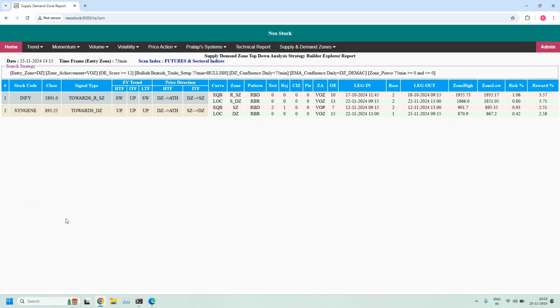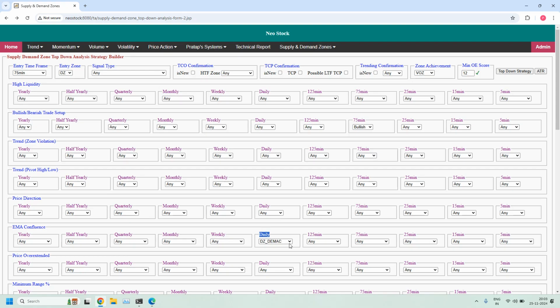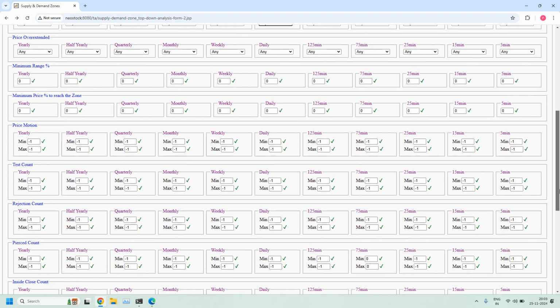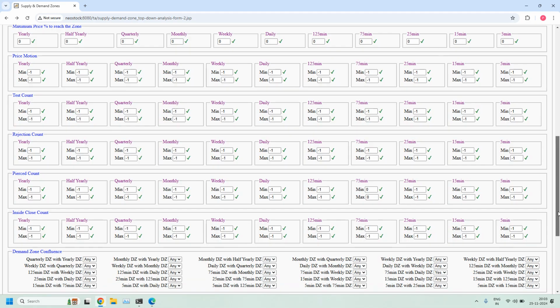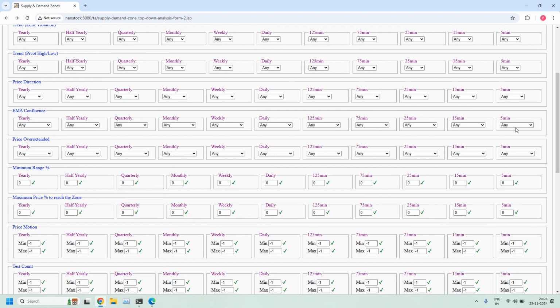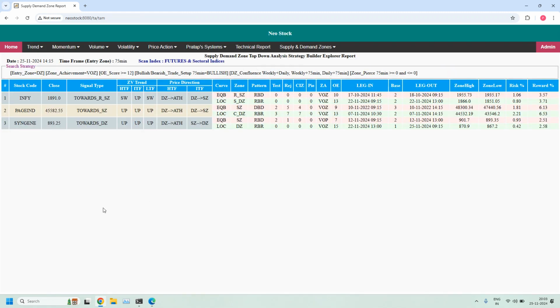Okay. Next, let us look for LTF, ITF, HTF demand zone confluence. I am removing EMA filter. So in the demand zone confluence, 3 filters we need to set. First one is 75 with daily. Second one, 75 minutes demand zone with weekly demand zone. Daily demand zone with weekly demand zone confluence. With all the 3 filters, we got 3 stocks.